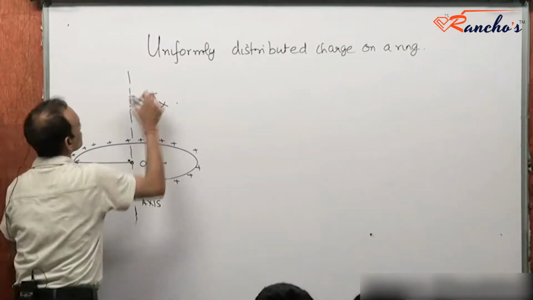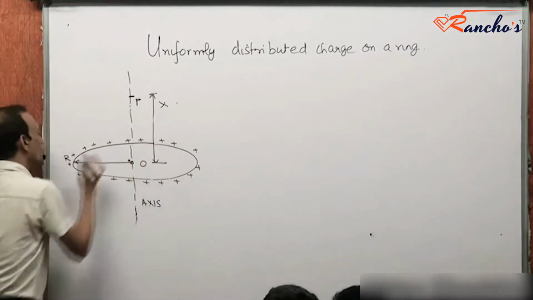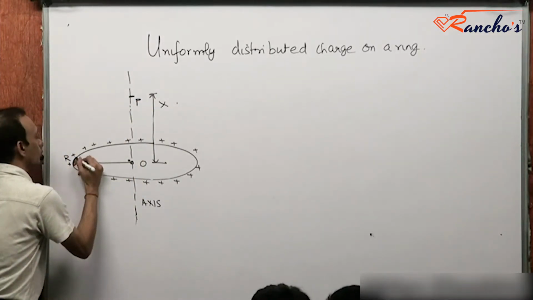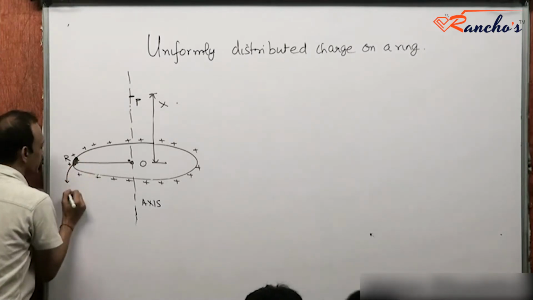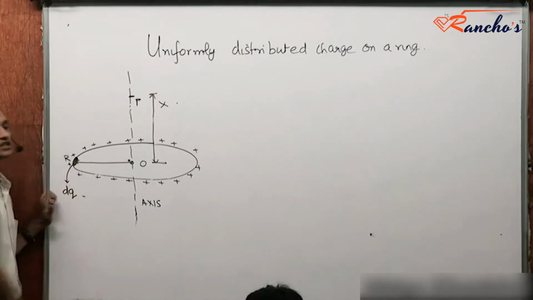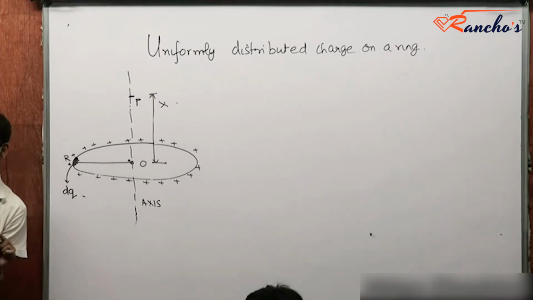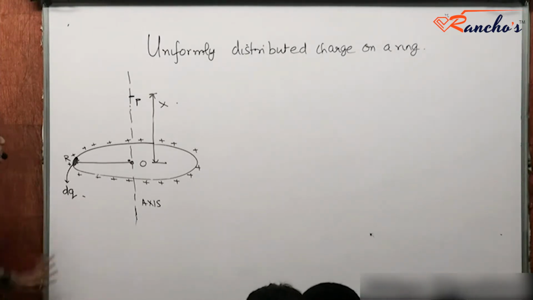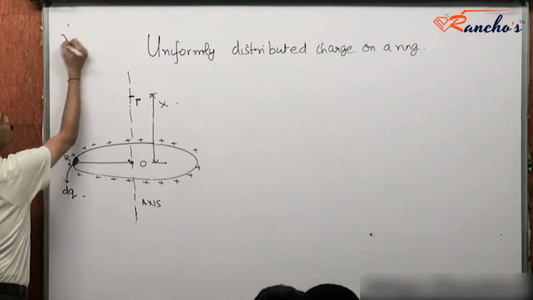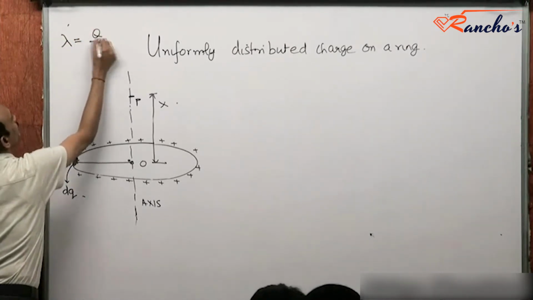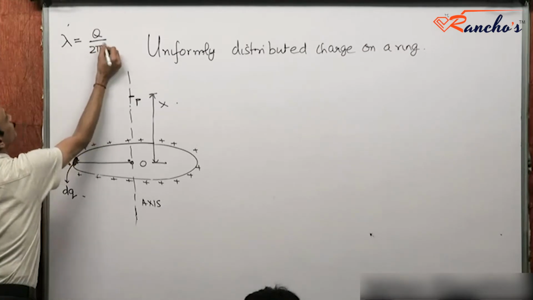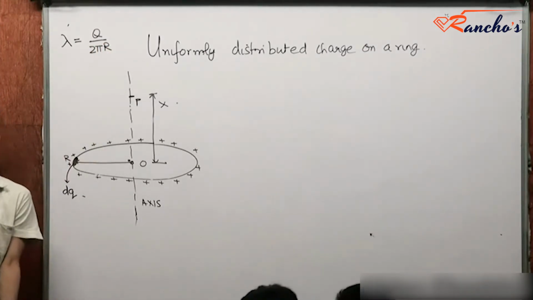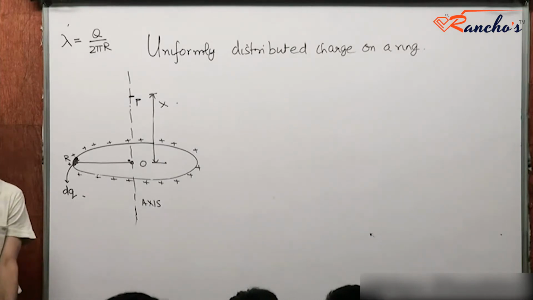Now, look, what I do is along the circumference of the ring, I take a charge element dq. यहाँ पे what's the charge per unit length? Assuming uniform, q by 2 pi r. That's the charge per unit length. Charge is uniformly and continuously distributed on the ring.